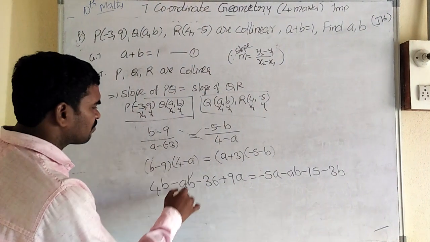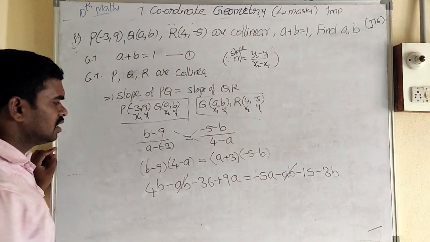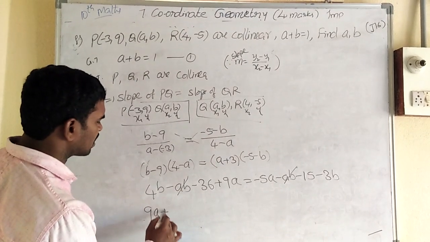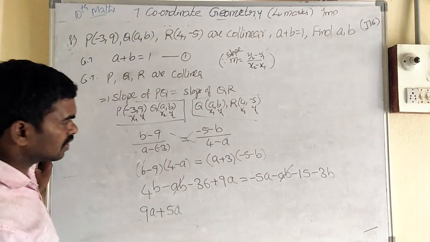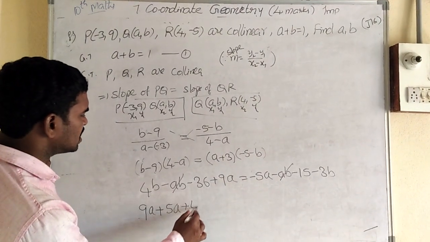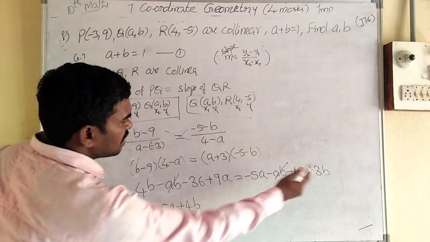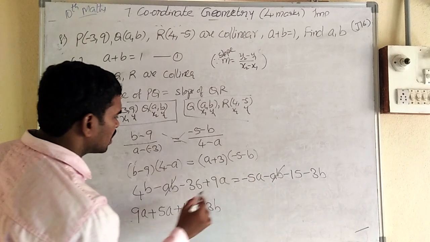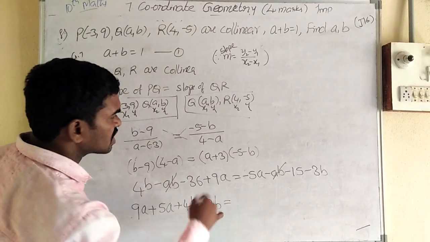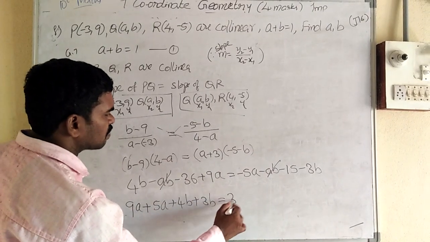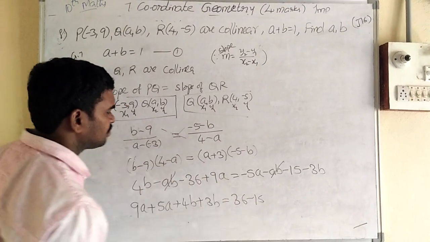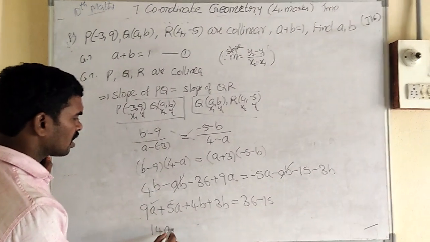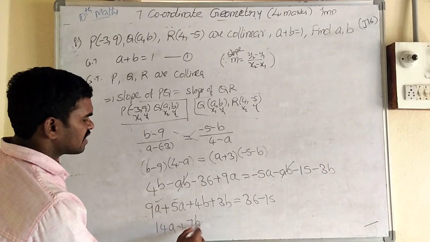On both the left hand side and right hand side, minus ab cancels. Here 9a as it is. Here minus 5a sent to the left side becomes plus 5a. And 4b is there, right as it is. And minus 3b sent to the left side becomes plus 3b. Next, the constants go to the right side. Minus 36 sent to the right side becomes plus 36. Minus 15 as it is. 9a plus 5a becomes 14a. Plus 4b plus 3b, 7b.